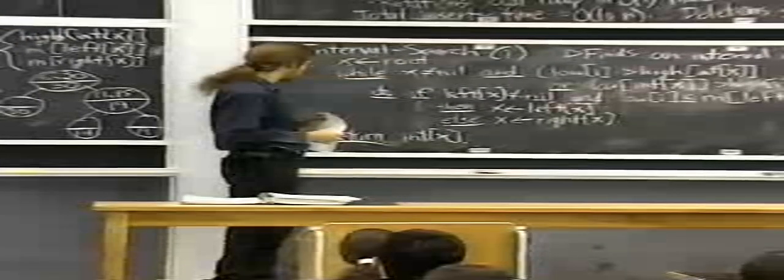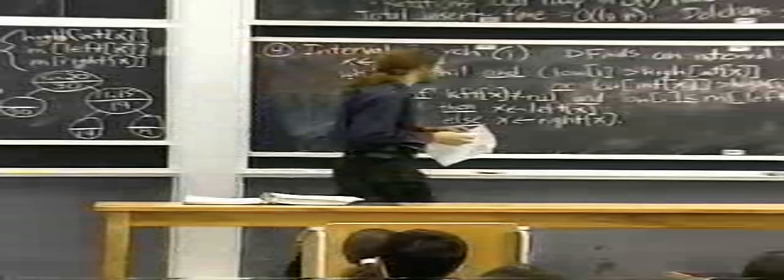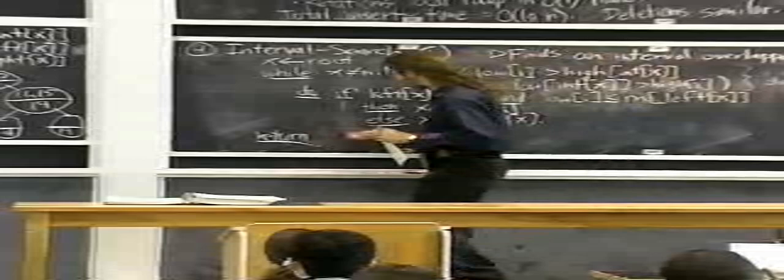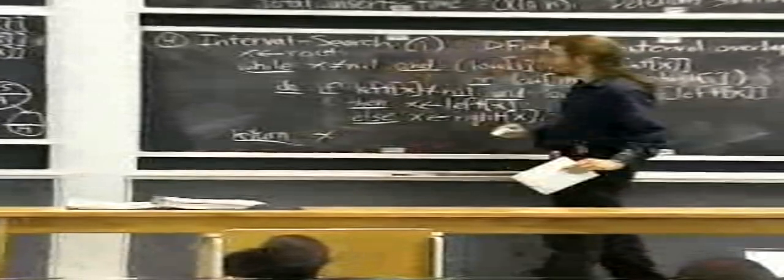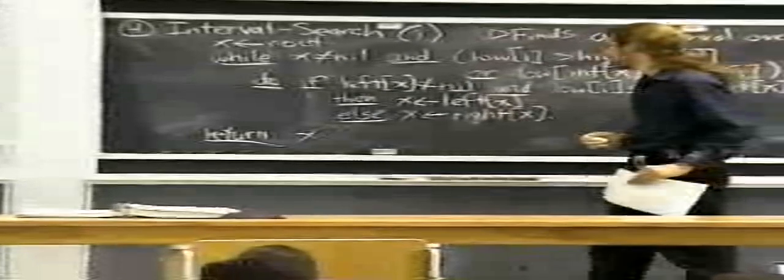Probably want to return x, not int of x. Ah, good point, x might be nil. Change this to return x. I don't want to do a nil reference. And if I want to recover the interval, I just look at int of x if x is not nil.